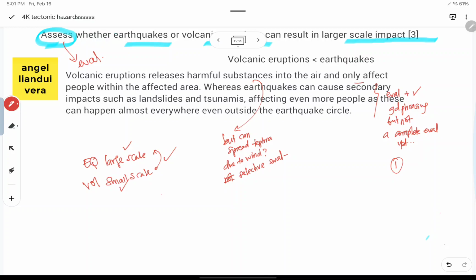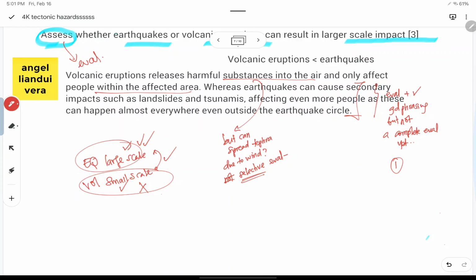Here for sure, they can very clearly tell me why earthquake is large scale. Very well done. You can read through what they say. But the volcano being small scale was not really seen because they were being a bit selective in their choice of what to say. They talked about releasing harmful substances into the air, only affected area. That's not true. Tephra can spread. Sulfur dioxide can spread. Just because you choose not to say it doesn't mean it's not true.